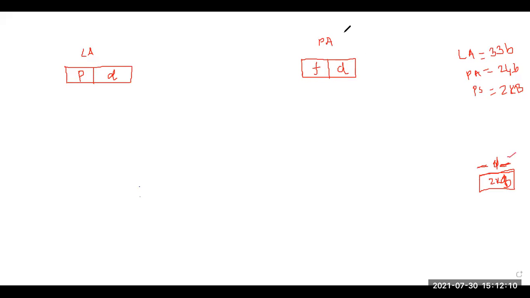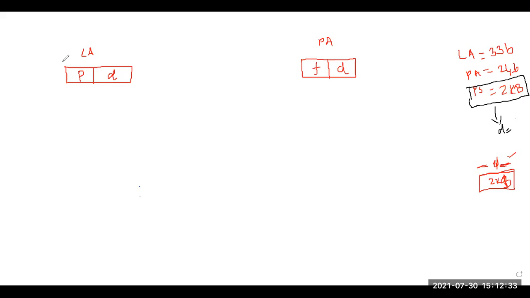So do remember what is the significance of page size? From the page size, I can easily calculate the number of bits that are used for the offset address. Fine. It is clear to all of you. Is it clear to all of you?